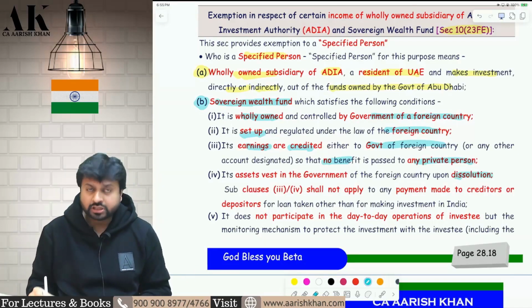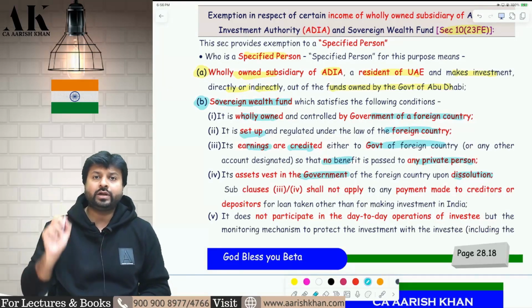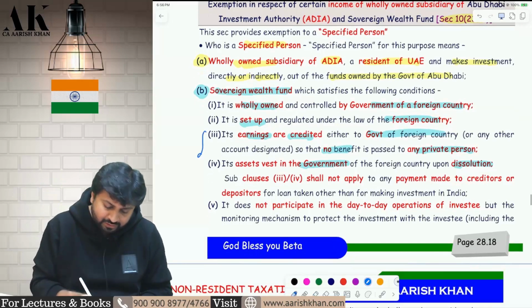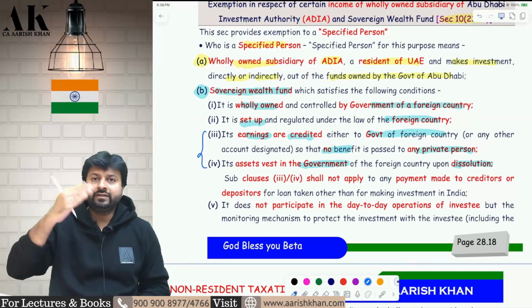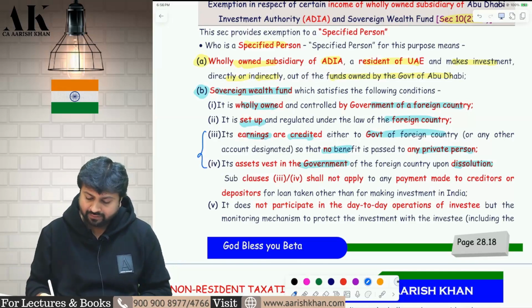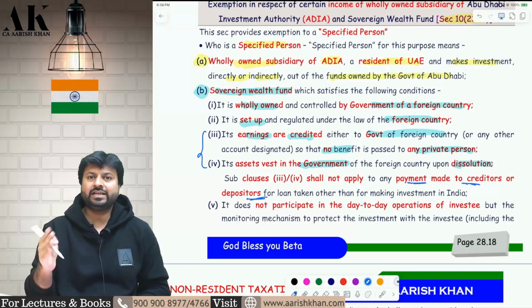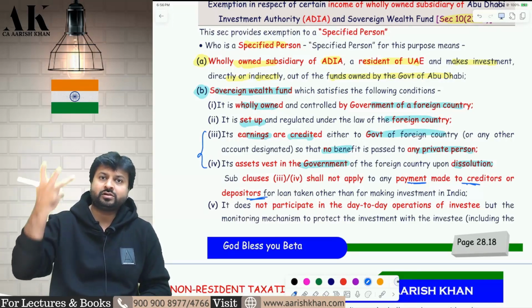Plus, on dissolution of that particular fund, all the assets will go to the government of the foreign country and not go to any third person. But in these two conditions, they have put one relaxation: if the government has taken a loan from somebody or taken something on credit, then definitely they have to make the payment to creditors and depositors for that particular loan.